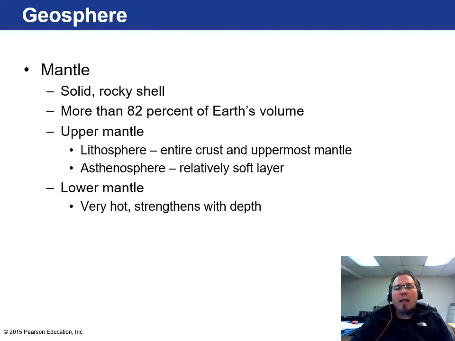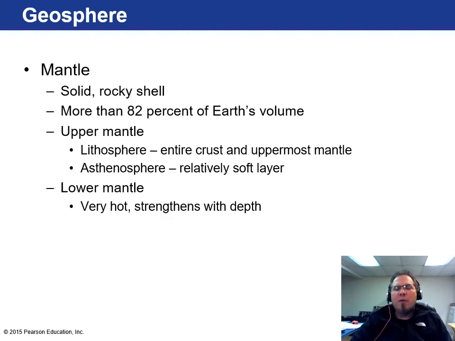You have the solid outer rocky shell of the mantle. The mantle comprises 82% of Earth's volume, so it's by far the largest portion of Earth's interior. You have the upper mantle, which is the lithosphere that I mentioned earlier. Then you have the relatively soft layer, which is the asthenosphere, and then you have the very hot lower mantle.